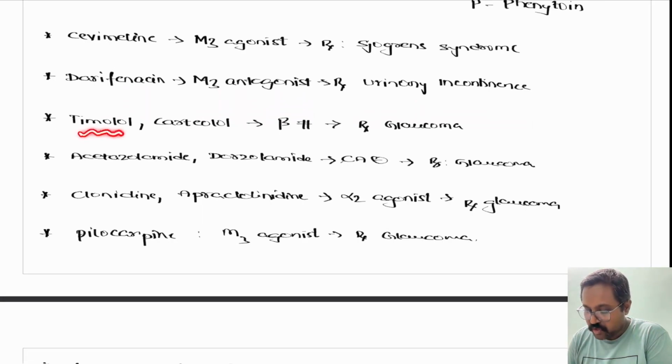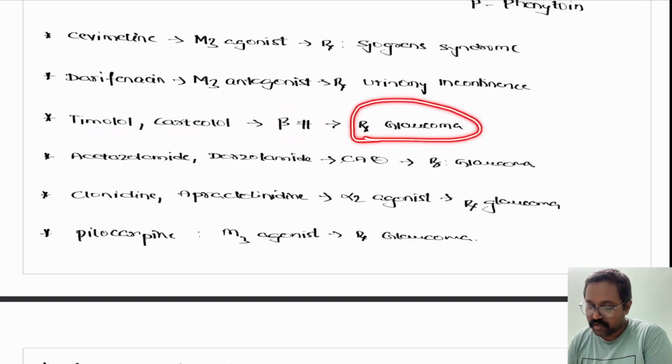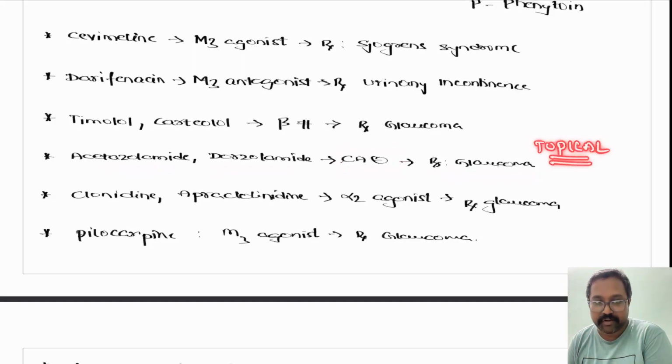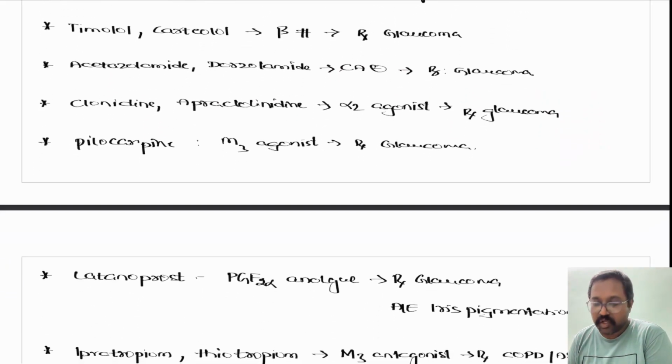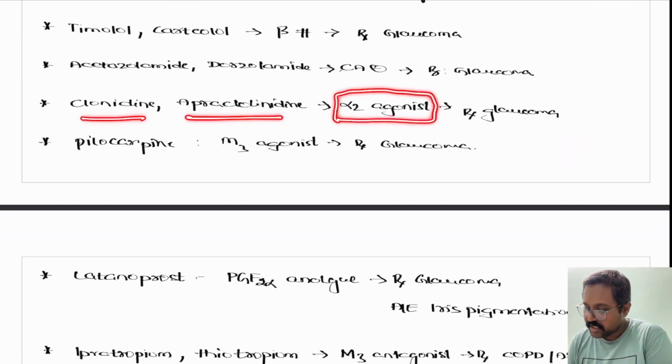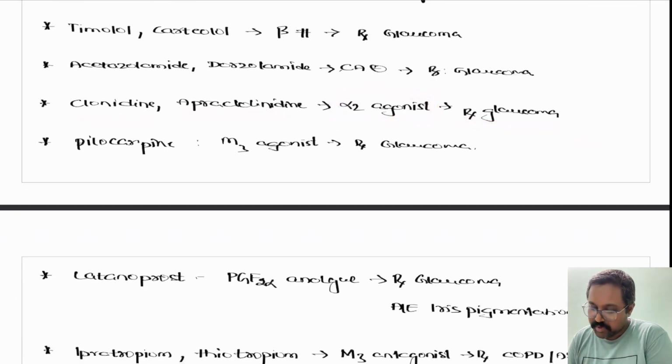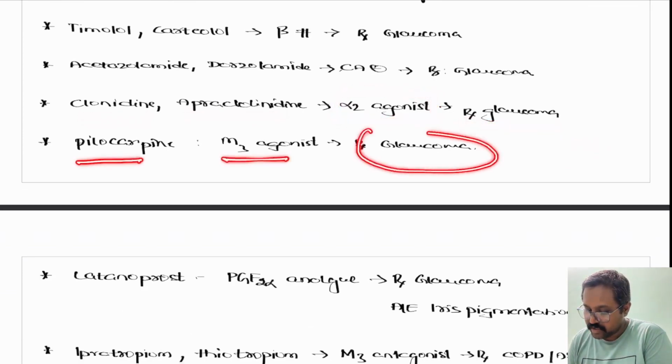Where do we use timolol and carteolol? These are beta blockers which are helpful in the treatment of glaucoma. Next we have acetazolamide and dorzolamide, which are carbonic anhydrase inhibitors. This is also used in the treatment of glaucoma, basically in the topical route in the form of eye drops. Next we have clonidine and apraclonidine. These are alpha 2 agonists. Again, these are used in glaucoma. And pilocarpine is an M3 agonist. Again, it can be used in glaucoma.